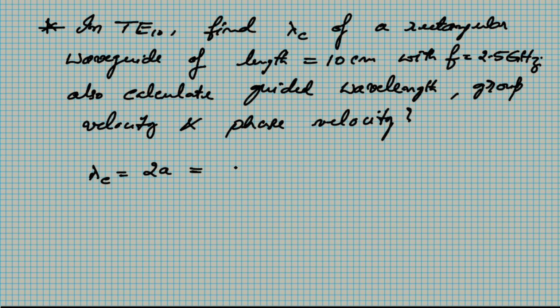So this is equal to 2 times a, and a is given as 10 centimeters, so 10 into 10 to the minus 2. Yes, you can directly write 20 centimeters, 20 into 10 to the minus 2. In the next part, I should be able to get lambda g directly. I think lambda is given because f is given, right? So let me calculate. f is given.